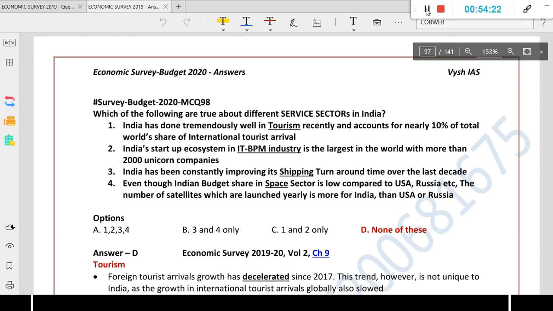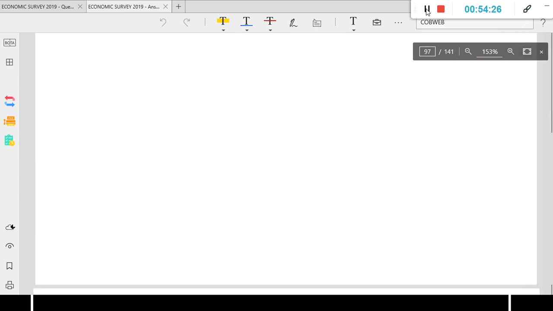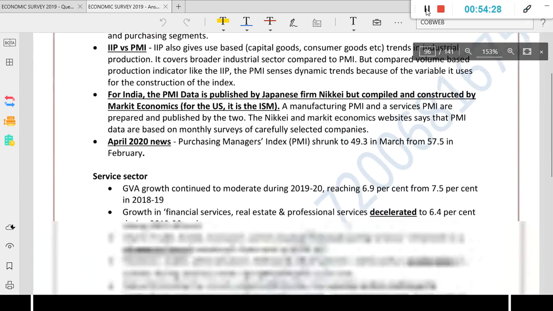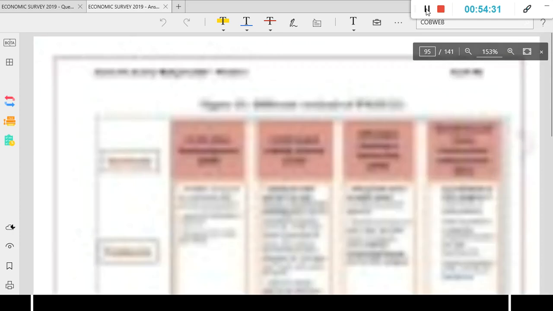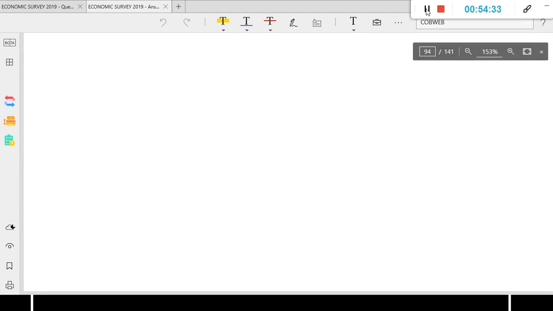Okay, and that is expected out of you. That's expected out of a 2019 or 20 or 21, whichever UPSC aspirant in this generation, you are expected to have that knowledge.